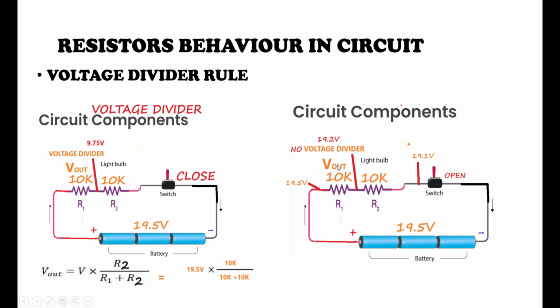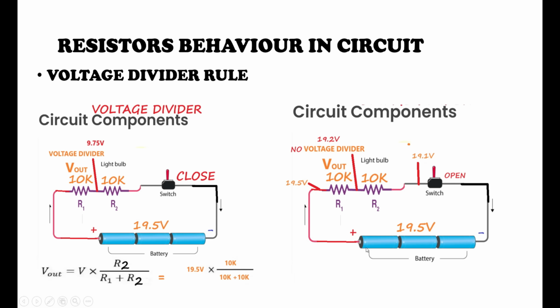Which one is not a voltage divider? See here, the destination part of the last resistor is not connected to the ground. Then we do not consider it a voltage divider. It may be a switch, or a MOSFET, or a transistor, whatever it may be. If that component is not connected to the ground, then we should not consider it a voltage divider.